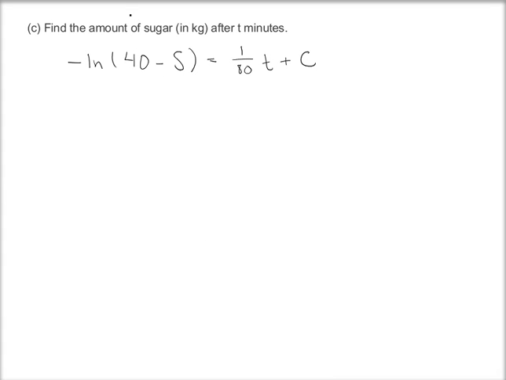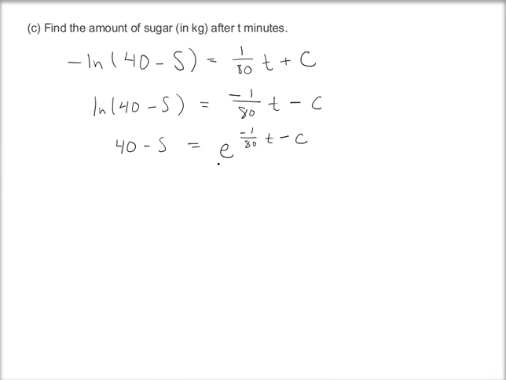So this is where I am so far, and now I want to solve for s. So the first thing I want to do, I'll get rid of this negative here. So then I'll have the natural log of 40 minus s is equal to, multiplying this side by negative 1, 1 over 80 t minus c. And now I want to get rid of my natural log, so I'm going to exponentiate both sides. So on the left, I'll just have 40 minus s, and on the right, I'll have e raised to this whole quantity here, negative 1 over 80 t minus c.